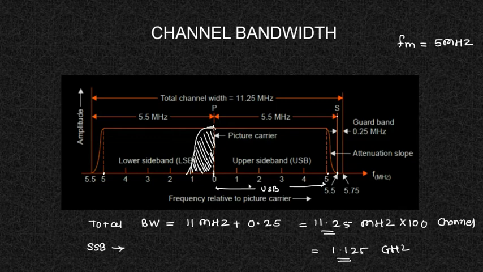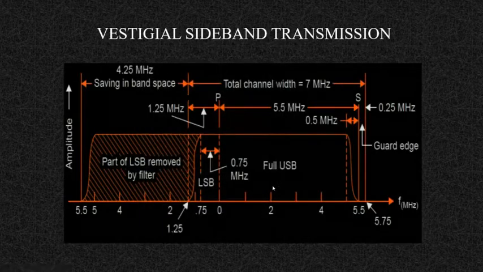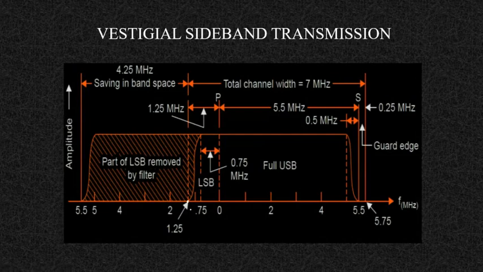So if you remove a part of the LSB here and send a small portion of the low-frequency part, this kind of transmission will be called vestigial sideband transmission. So here you can see a part of the LSB is removed. How much part are you taking from the lower sideband? 0.75, and you need to give a 0.5 attenuation band.